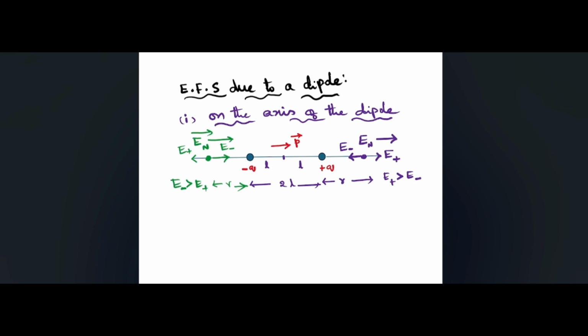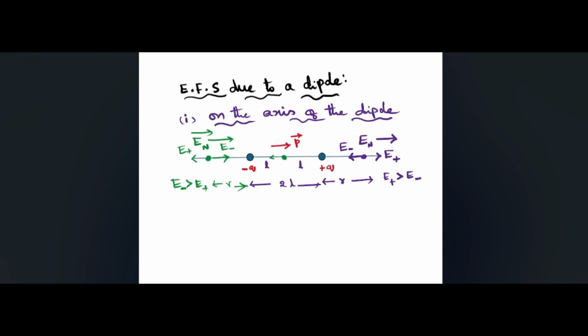So what if I take a point in between? Somewhere here, if I take a charge, not at exactly the middle, plus q repels, minus q attracts. At any point you take between the two charges, both electric fields are in the same direction. So in between, the electric field direction is from plus q to minus q.